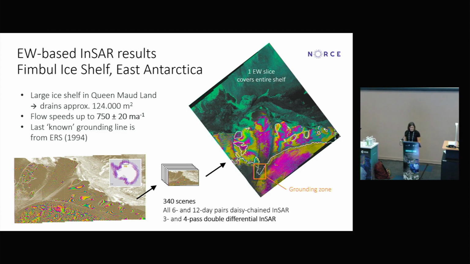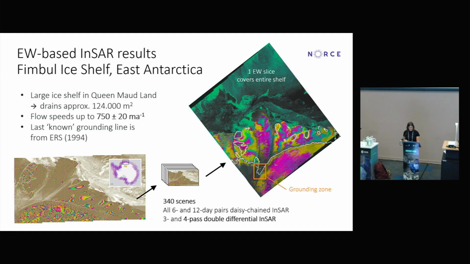And so on the image on the bottom left, you can see an example of two interferograms that have been subtracted, using the double difference procedure, to obtain grounding lines. And what Jelte did, he basically processed all 340 scenes, created all 6 and 12-day pairs in a daisy chain procedure to create double differential interferograms and delineate grounding lines. And so we will focus in the next slide on this orange box.